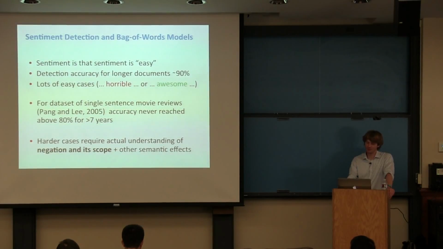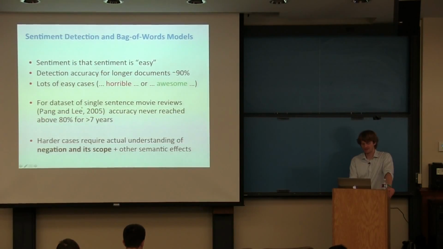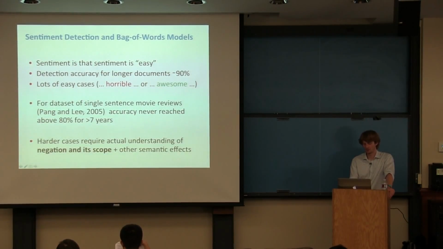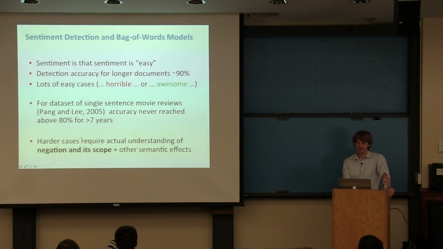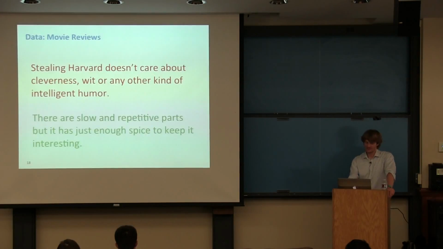on Twitter, for example, then the accuracy has never gone for the specific data set by Pang and Lee from Cornell over 80% in the last 7 years. And so what we found when we analyzed this data is that basically once you want to push above 80, then you actually have to start understanding negation and the scope of negation, for instance. And I'll explain what this is right here.